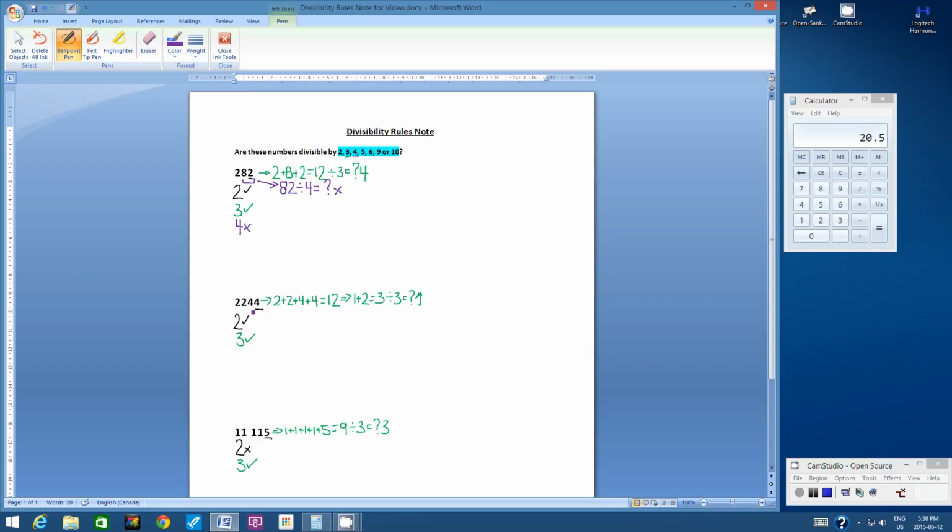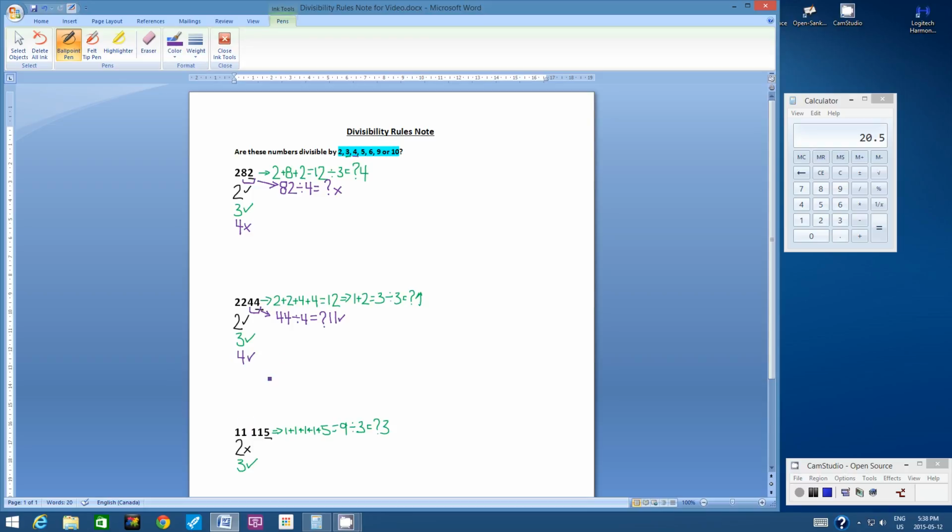The divisibility rule for 4 is we look at the last two numbers. The last two numbers are 44. Are the last two numbers divisible by 4? Well, 44 divided by 4, you can check it on your calculator, is actually 11. So this number is divisible by 4 because this is a whole number.